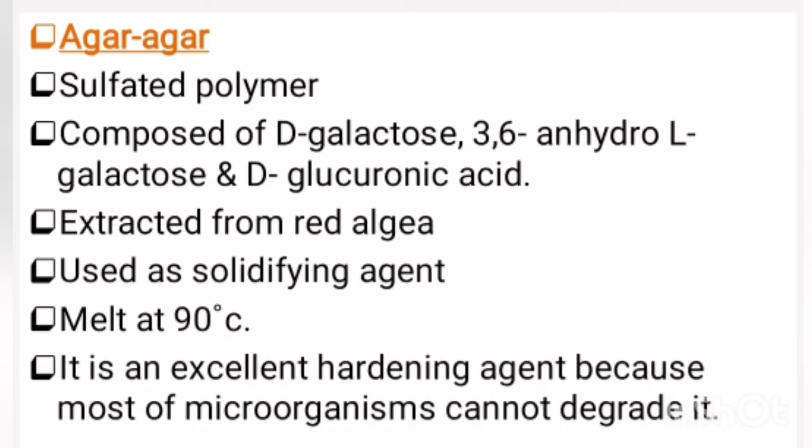Next, we can discuss the uses of agar, or the components of agar-agar. Agar is a solidifying agent and it is a sulfated polymer composed of mainly D-galactose, 3,6-anhydro-L-galactose and D-glucuronic acid. Agar-agar is extracted from the red algae.